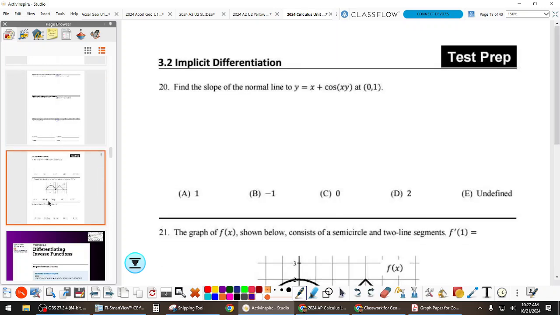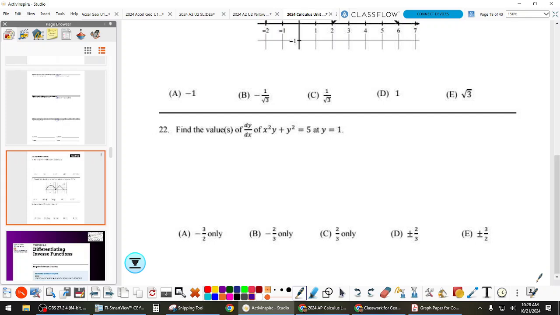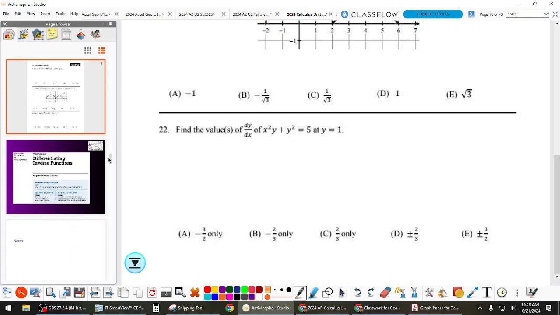And 19. So just those odd ones. You guys remember what normal means? It's the opposite. Or I guess the slope is the opposite reciprocal. There we go. Slope. Okay. Just do that one, the normal line one on that. Any questions on those?